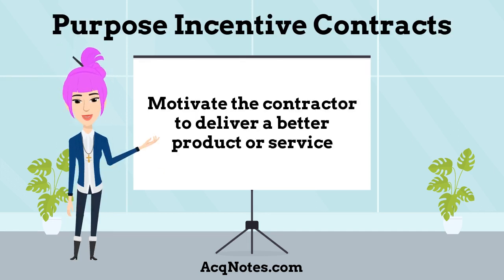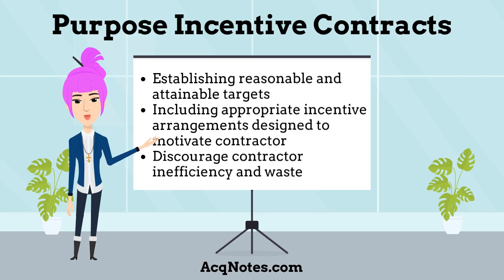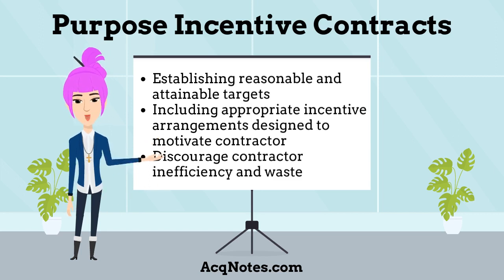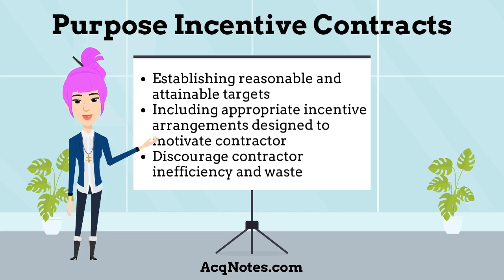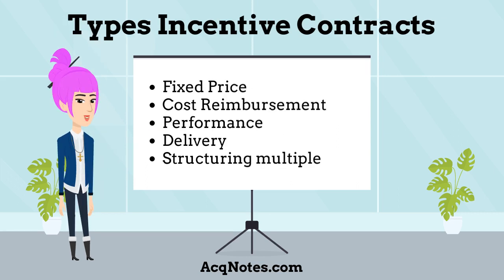What is the purpose of an incentive contract? The purpose of an incentive contract is to motivate the contractor to deliver a better product or service. They are designed to obtain specific acquisition objectives by establishing reasonable and attainable targets that are clearly communicated to the contractor, and including appropriate incentive arrangements designed to motivate contractor efforts that might not otherwise be emphasized, and finally, discourage contractor inefficiency and waste. There are normally 5 types of incentive contracts used by the government.